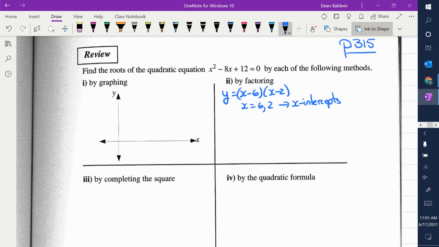Can we get the y-intercept? How? Make all the x's 0. In other words, it's the constant term, right? That's your y-intercept. So then we have x-intercepts, we have the y-intercept. We could sketch it quickly. 2, 6, our y-intercept is 12. We've marked 12. Does it open up or down?